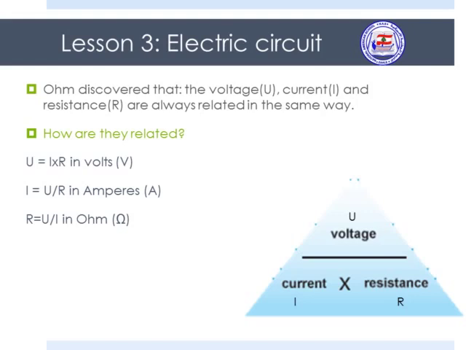From this, we can extract three equations. The voltage U is equal to the current times the resistance, and it is in volts. The current is equal to the voltage divided by the resistance in amperes, and the resistance is equal to the voltage divided by the current in ohm.